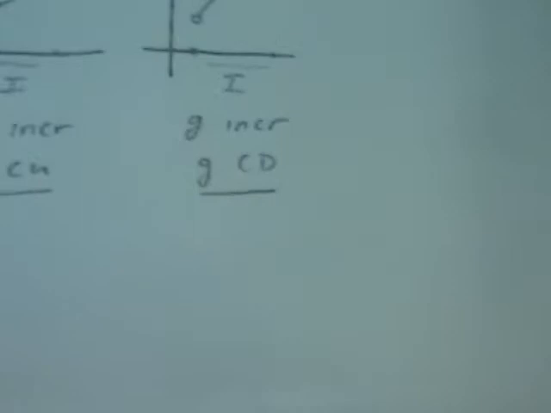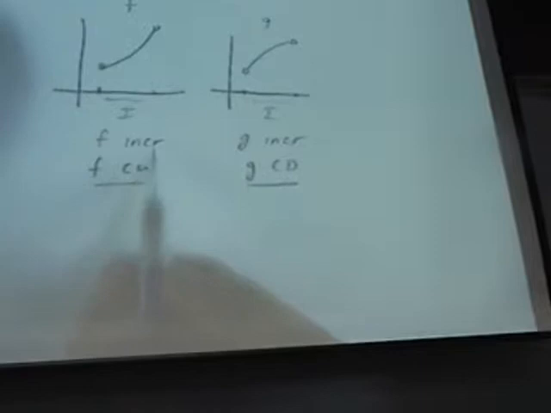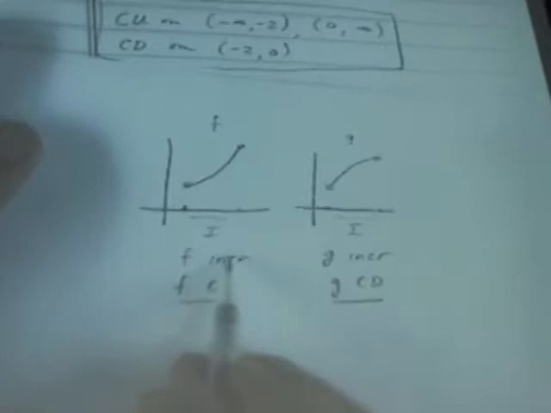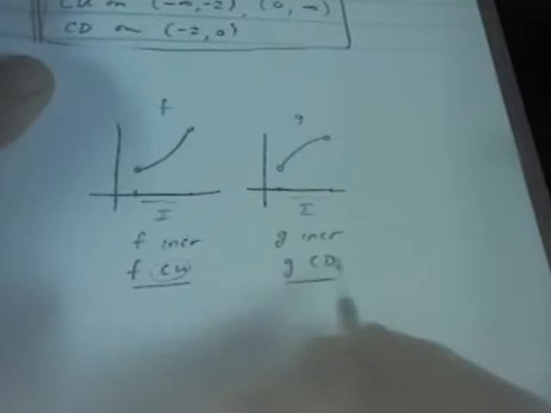So if you know that a graph is concave up on a certain interval, it may be increasing on that interval, it may be decreasing on that interval, it may be increasing on part and decreasing on another part. The point is that there is no correlation between concavity and increasing, decreasing. They're completely separate.